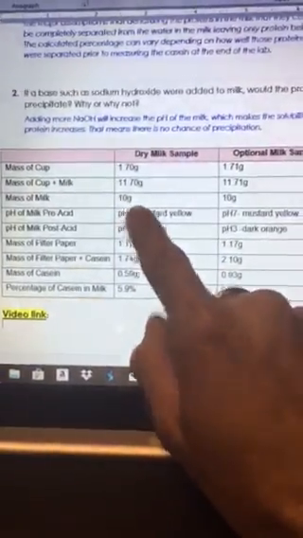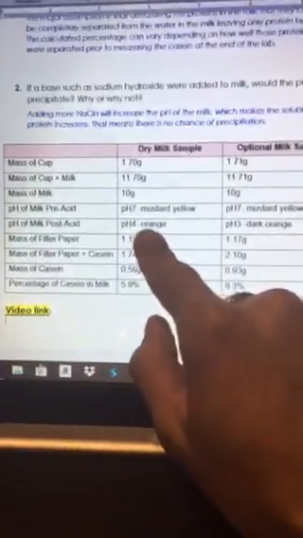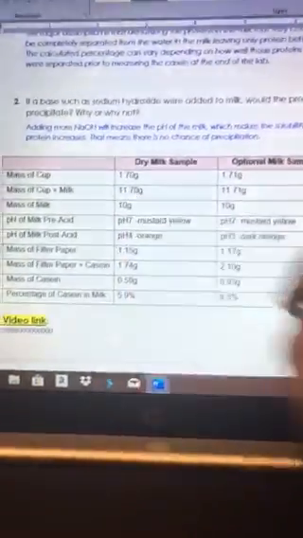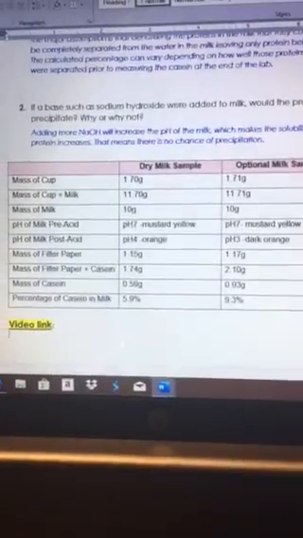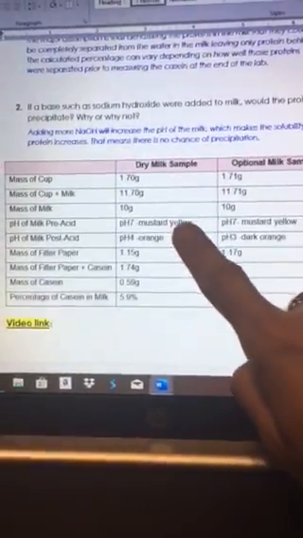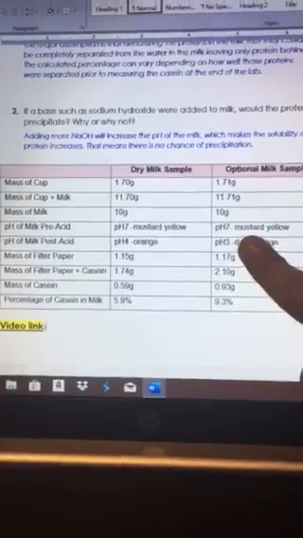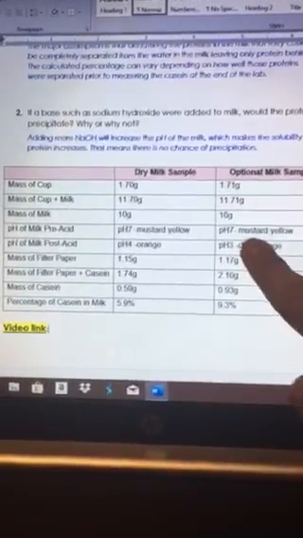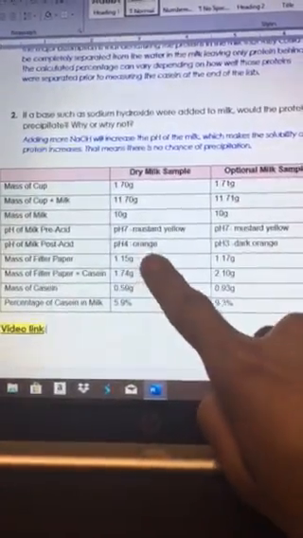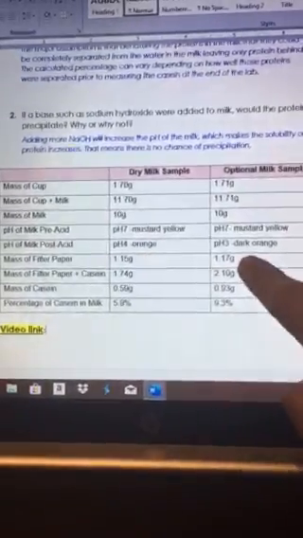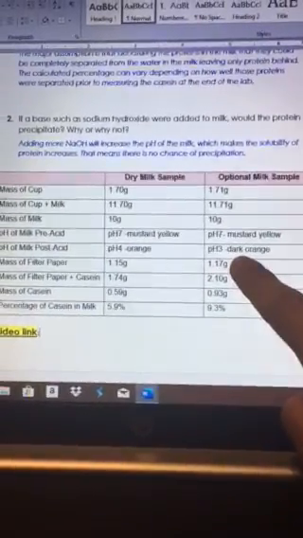The mass of the milk was 10 grams. The pH was 7, and it was like a mustard yellow color. Same thing for the second round. pH post-acidic was 4, orange. For the second one it was 3, it was a dark orange.